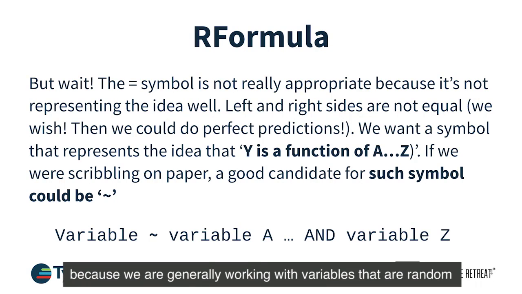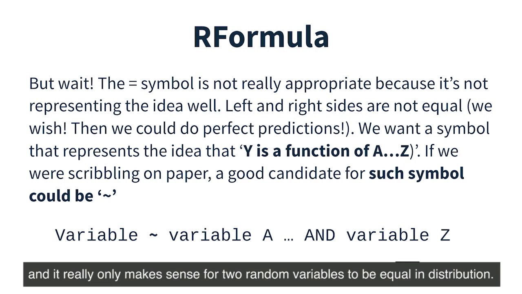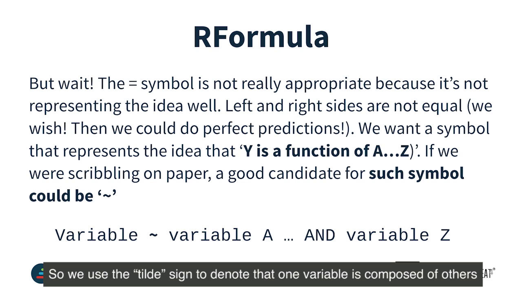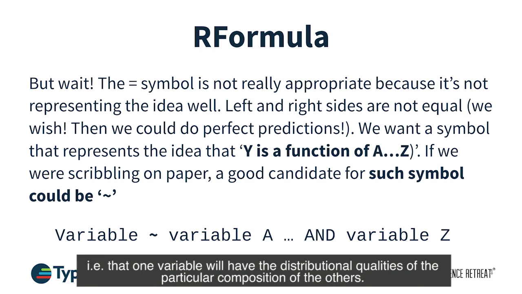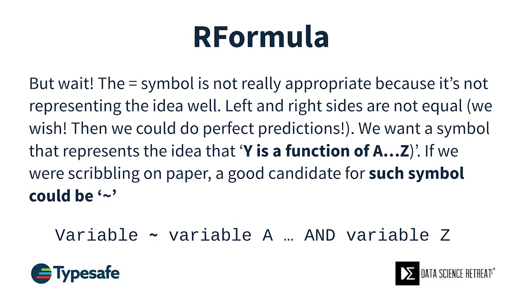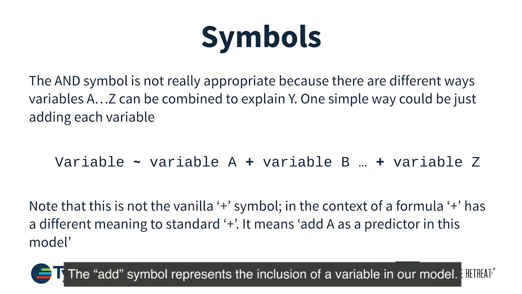working with variables that are random, and it really only makes sense for two random variables to be equal in distribution. So we use the tilde sign to denote that one variable is composed of others, i.e. that one variable will have the distributional qualities of the particular composition of the others. The add symbol represents the inclusion of a variable in our model.